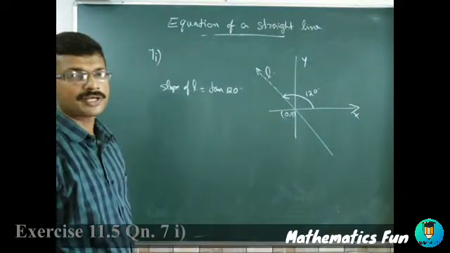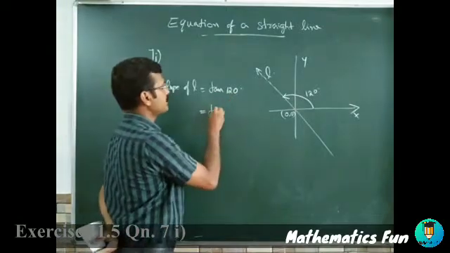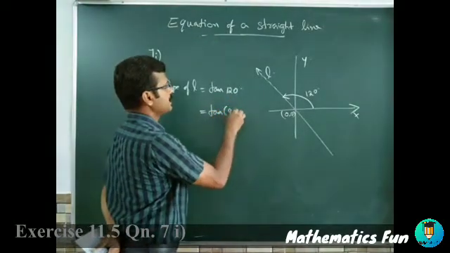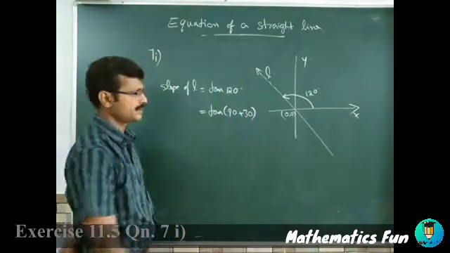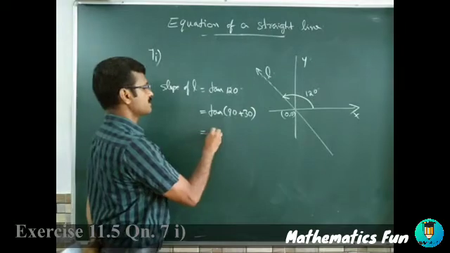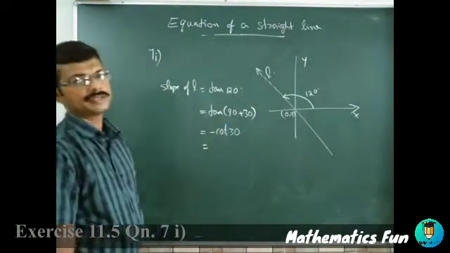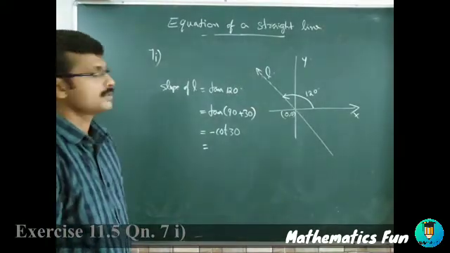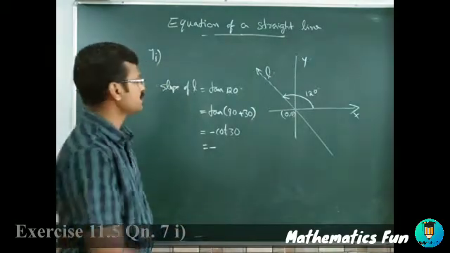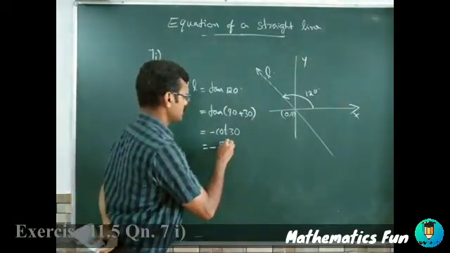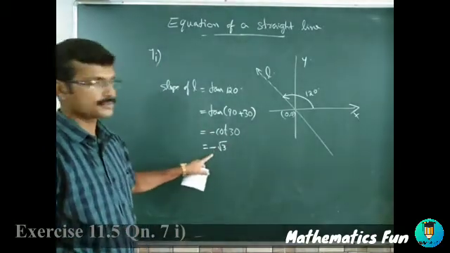120 is more than 90 degrees, so I have given a result. We can split this into tan(90 plus 30), that is tan(90 plus theta). tan(90 plus theta) is minus cot theta, that is minus cot 30. Now you have to know the value of cot 30. Cot 30 is root 3, so it is coming minus root 3.